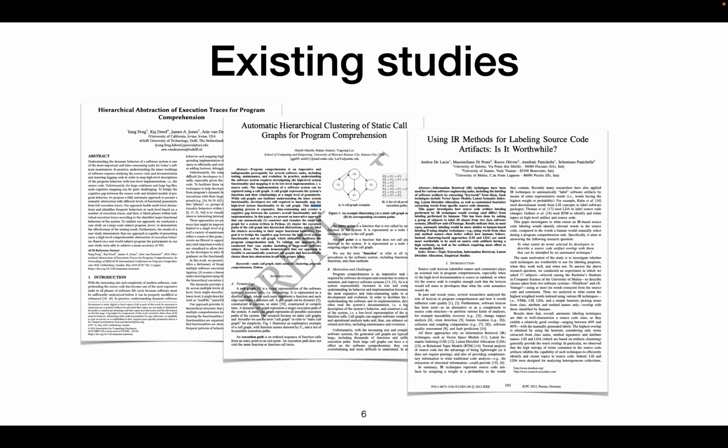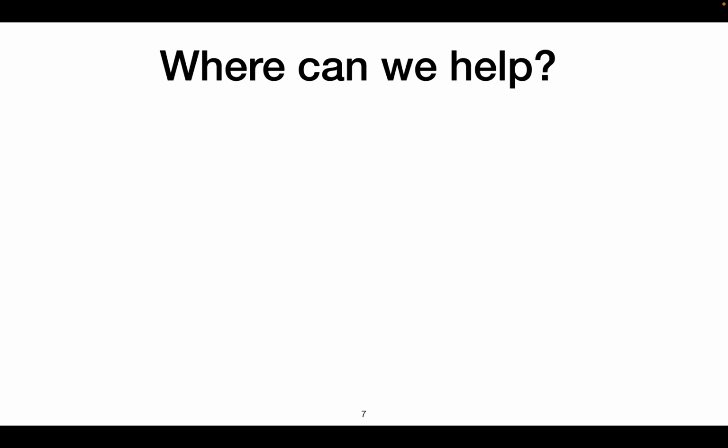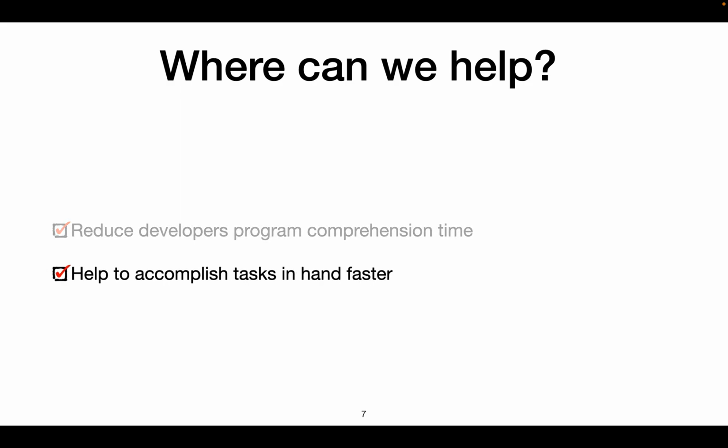So to figure out what part of the code can be used with what IR methods to properly abstract a code base, we are thinking where we can contribute. So we came up with 2 points. First one is to reduce developers' program comprehension time, to understand the overview of the project, and the second one is to help them accomplish the task they have in hand and do it faster.